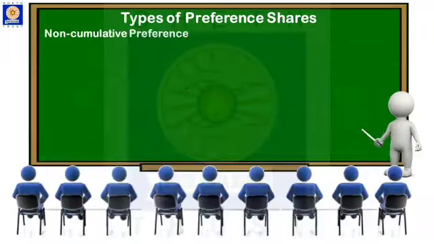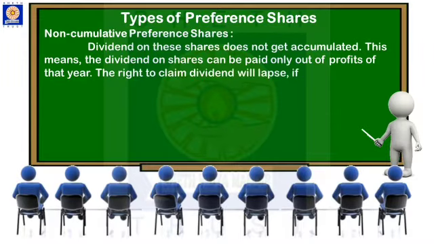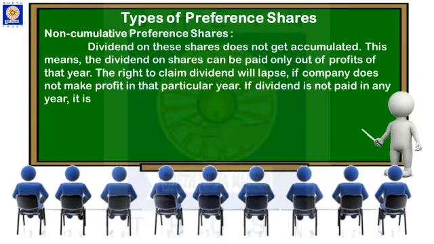Now let's see non-cumulative preference shares. Non-cumulative preference share is totally opposite of cumulative preference share. Here the dividend is not accumulated, it is not gathered. If the company is not in a position to pay dividend to the preference shareholder, then it will be a loss for the preference shareholder. They won't get any dividend in that year.